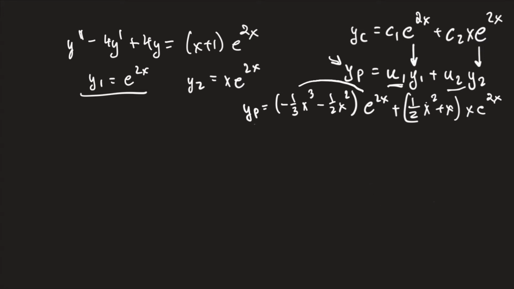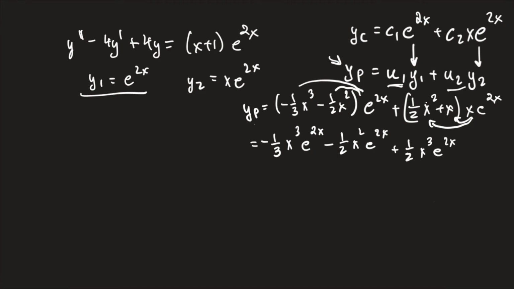So first I'm going to distribute e to the 2x through this parenthesis, giving me negative 1/3 x cubed e to the 2x minus 1/2 x squared e to the 2x. I'm going to distribute x e to the 2x through this parenthesis, giving me 1/2 x cubed e to the 2x plus x squared e to the 2x. I'm going to look for some terms that we can combine. The first one that stands out is negative 1/2 x squared and positive 1 x squared e to the 2x. When I add those, I have 1/2 x squared e to the 2x.